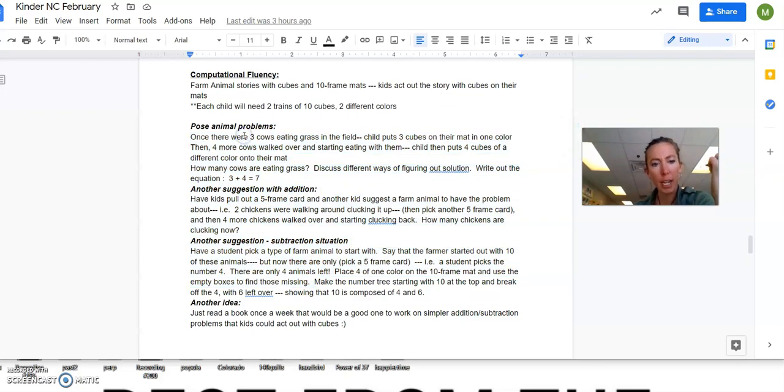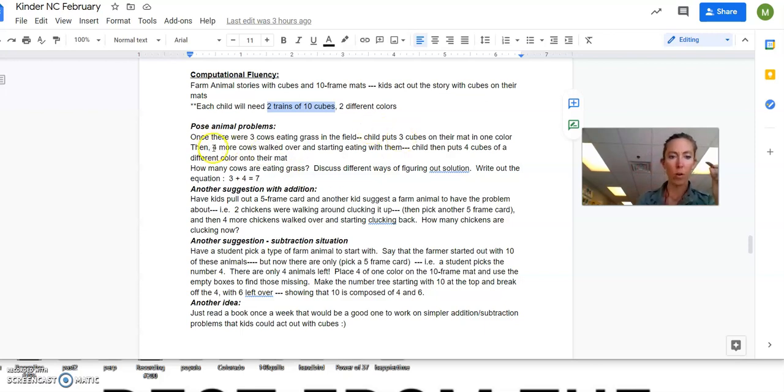This one, for example, I'd say, okay, you guys, get your cubes ready. They have 2 trains of 10 cubes. They're different colors. Like I have 1 train of red, 1 train of blue, and I have my 10-frame mat. Then me as the teacher, I say, oh man, there were 3 cows eating grass in the field. Okay, I want you to take 3 of your cubes and put them on your mat. Okay, they have 3 cows eating grass.